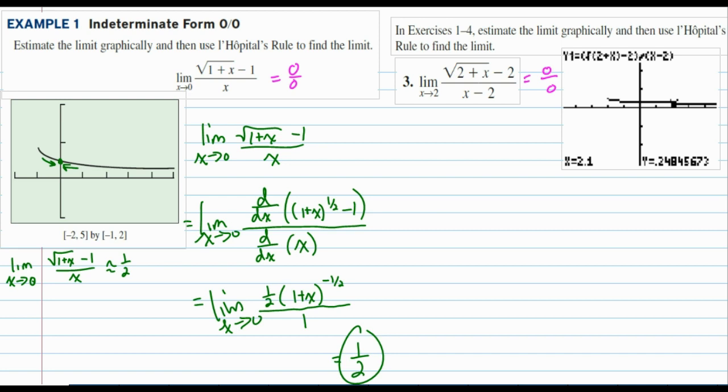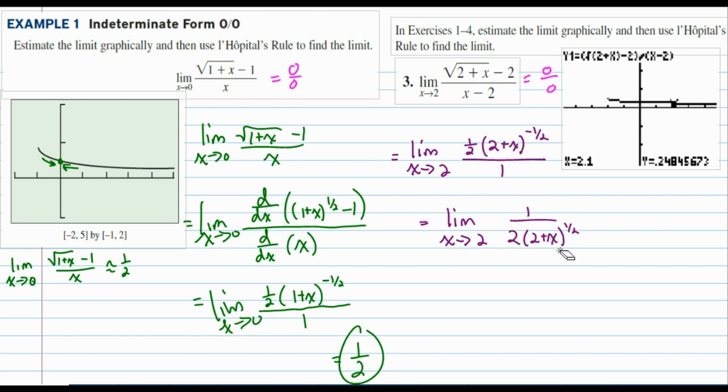I'm going to take the 2 and plug it in, and I do get 0 over 0, so I'm going to use L'Hopital's rule. The derivative of the numerator is 1/2 times (2 plus x) to the negative 1/2, over the derivative of the denominator, which is 1. Now I could just plug in 2 there, but algebraically the negative exponent puts the binomial in the denominator, and then the 2 goes down to the denominator as well. Now if I plug in 2, I get 1/4. 2 plus 2 is 4. Square root of 4 is 2. I get 1/4.